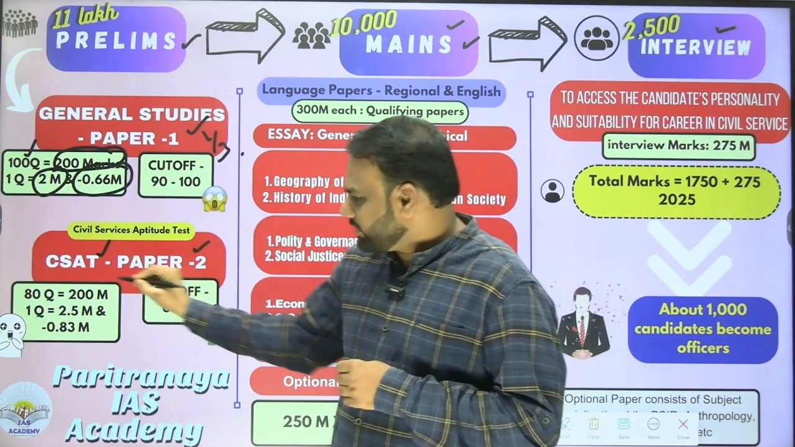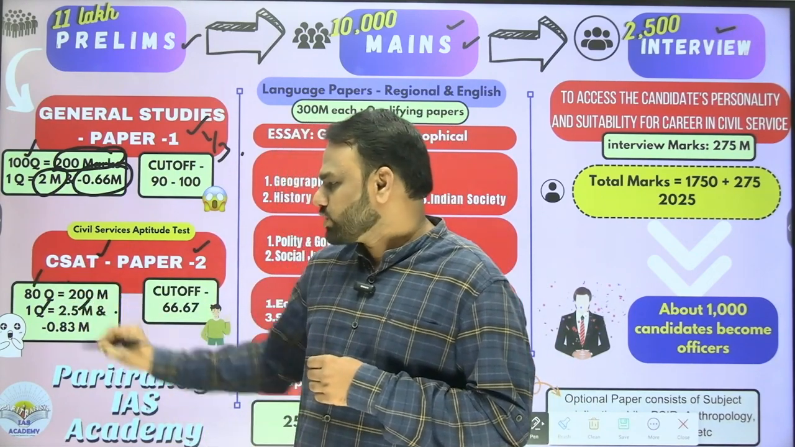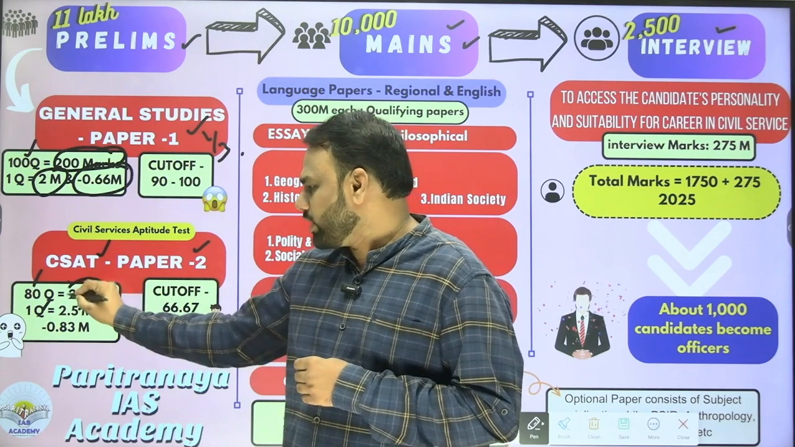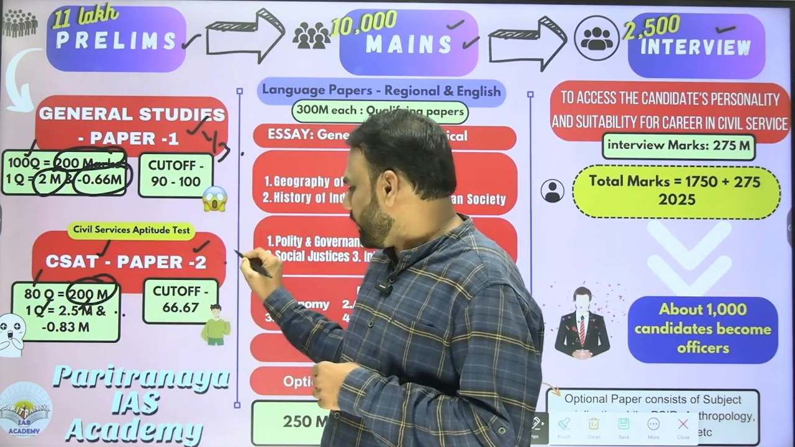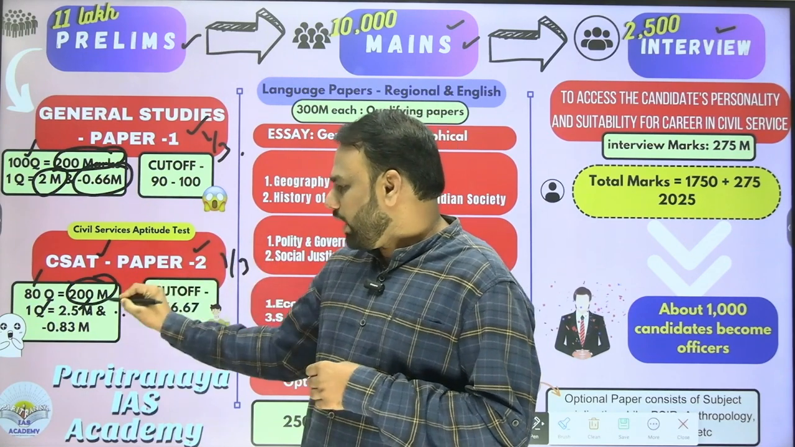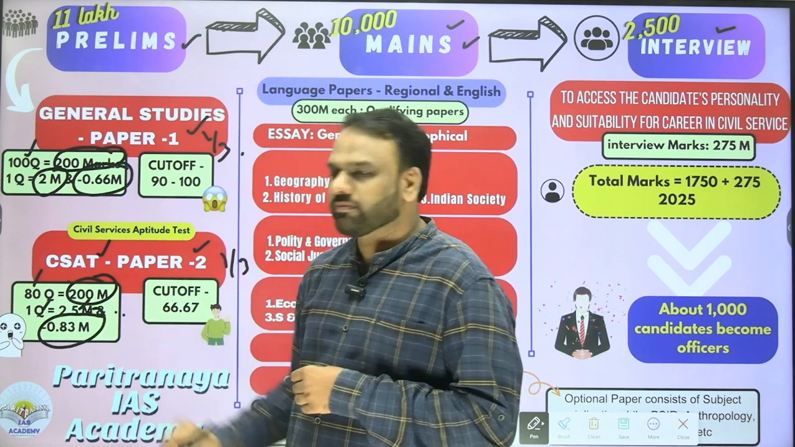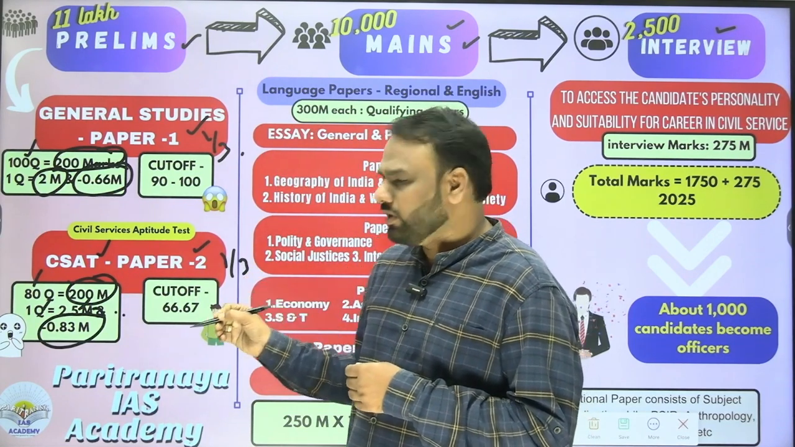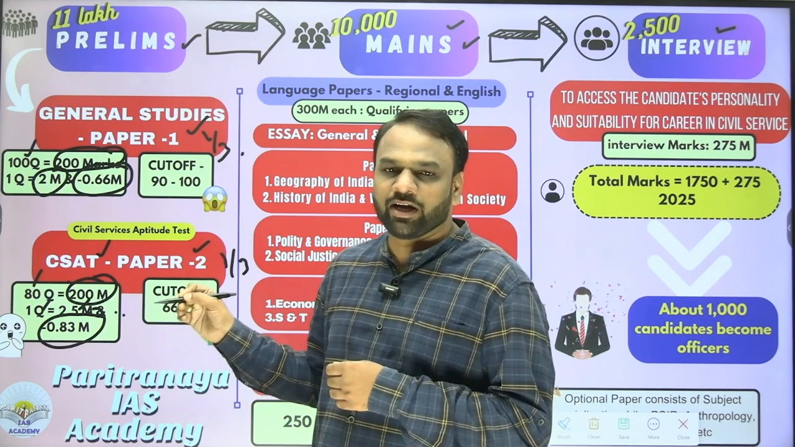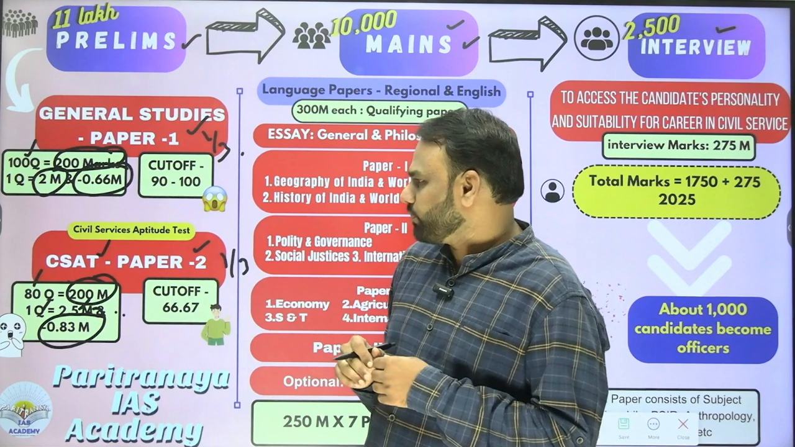When it comes to paper 2, there are 80 questions. Each question is of 2.5 marks. So 80 into 2.5 is 200 marks. Here negative marking is again 1/3, but 1/3 of 2.5 is 0.83 marks. So if you make a wrong choice in paper 2, then 0.83 marks will be deducted from the final marks which you get. So this is about paper 2.